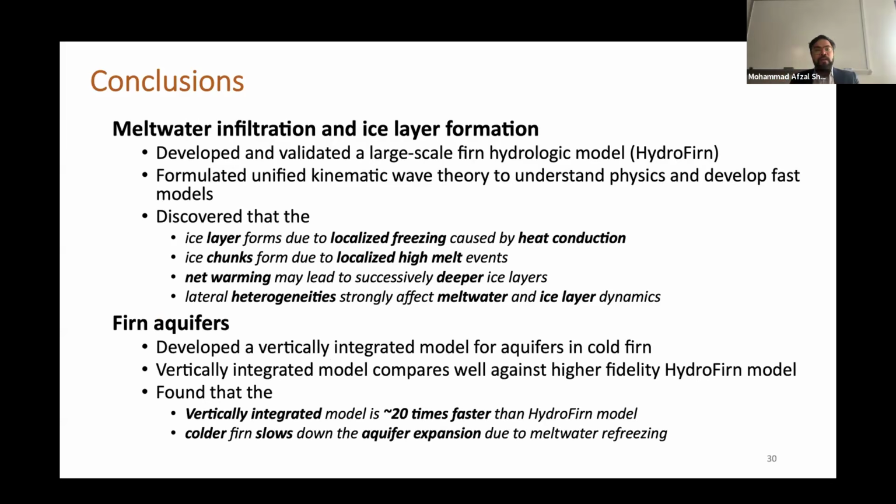For firn aquifers, we developed a vertically integrated model specifically for firn aquifers. We found that our vertically integrated model compares well against the higher fidelity hydrofirn model and is 20 times faster than it. Furthermore, we found that colder firn slows down the aquifer expansion due to meltwater freezing.